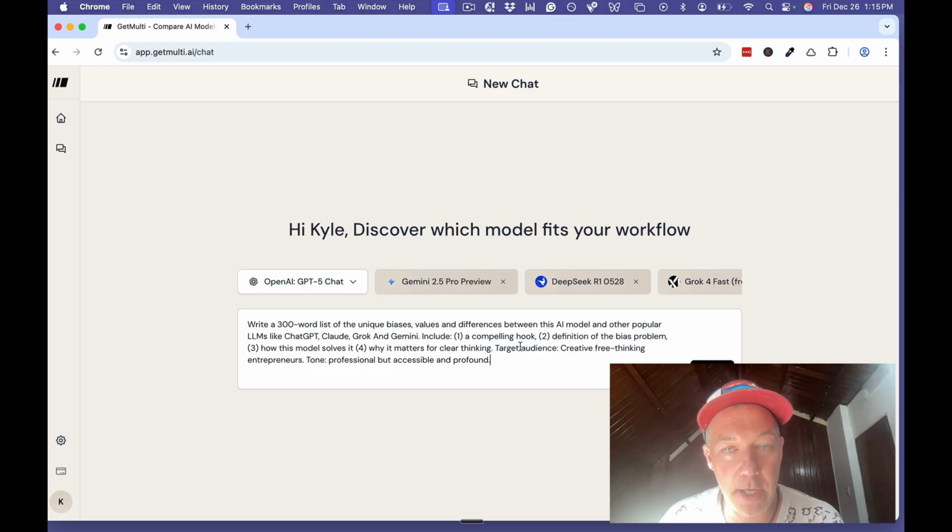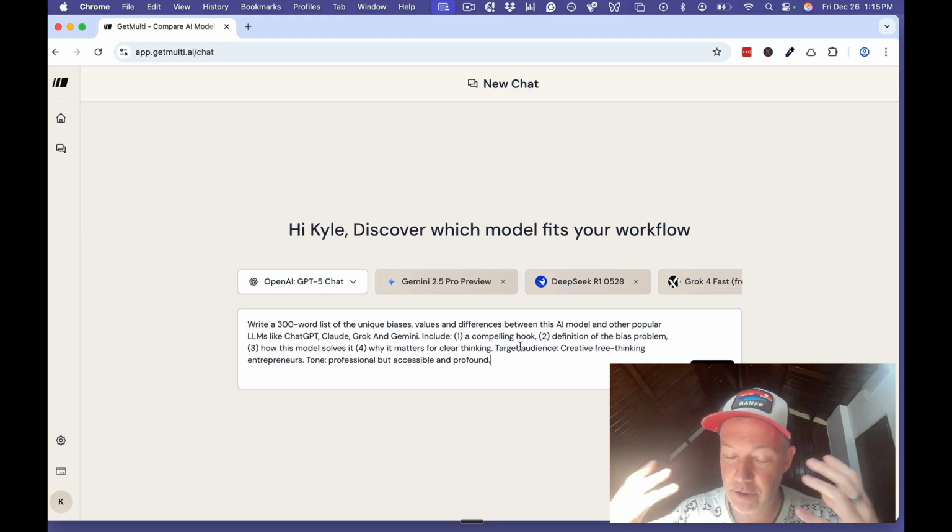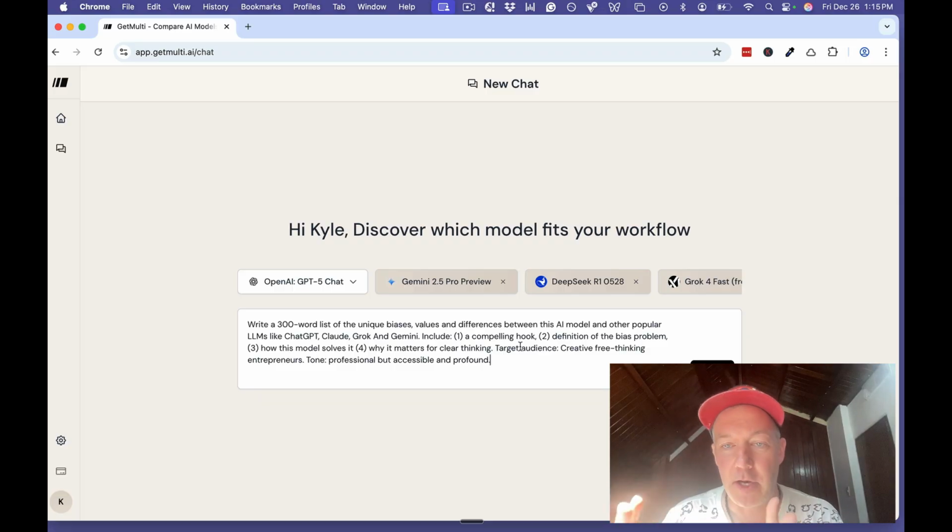I want to include a compelling hook. So let's say I want to use this as content for my newsletter or for my website or for a video. I want to have a structure of how it outputs it that kind of grabs people. So the hook, the definition of the bias problem, why it's a big deal these days, how this specific model solves it or tries to solve it, and then why this matters for clear thinking. And then target it for my audience, creative, free-thinking entrepreneurs. So then the tone is professional but accessible and profound.